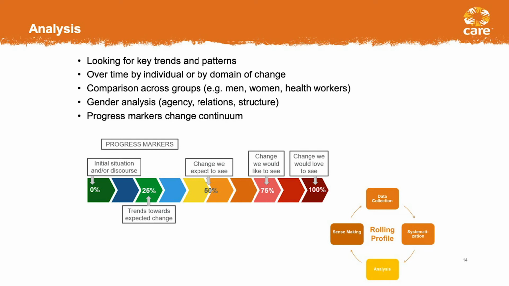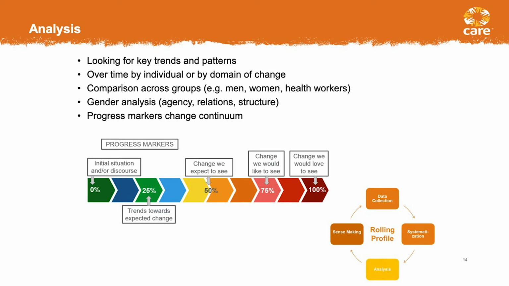Sure. And then another really interesting area is using progress markers. So there's an example there on the slide. Basically, at the beginning of the project, for each area of change, you define what you expect to see change. So 0% is the situation as it is at the beginning. 25% change would be seeing some general trends towards the change. 50% would be a change that we would expect to see. It's not a difficult change; it's something that we think would be fairly easy to achieve.